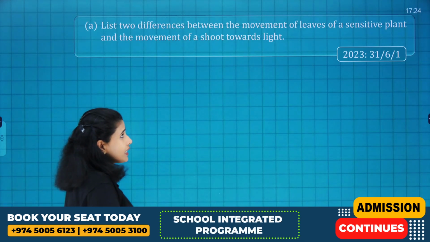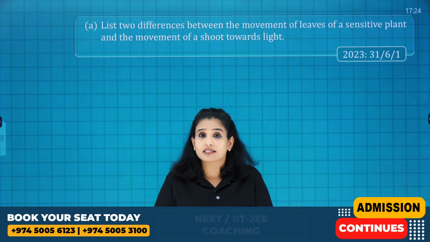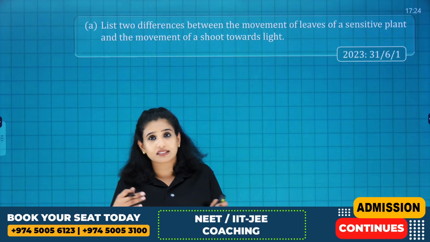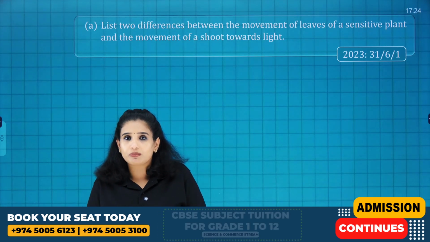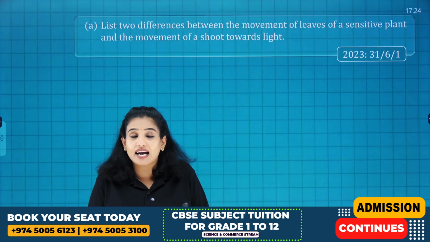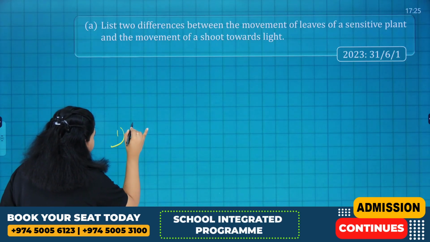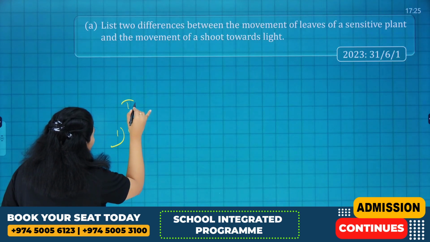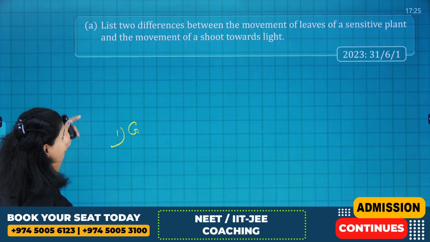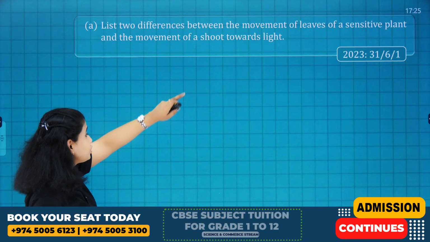We know that there are 2 types of movements, that is tropic movements and nastic movements. We have discussed in the first question what is the difference between tropic movements and nastic movement. Tropic movement is growth dependent movement. So you can write first difference as this. You can write as a heading: list 2 differences between the movement of leaf of a sensitive plant and the movement of shoot.